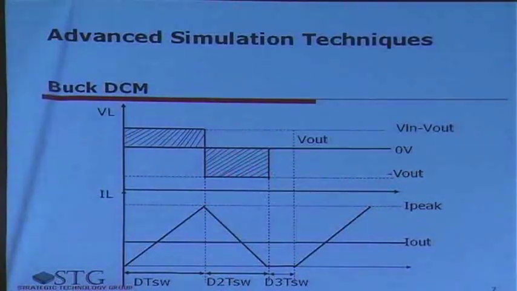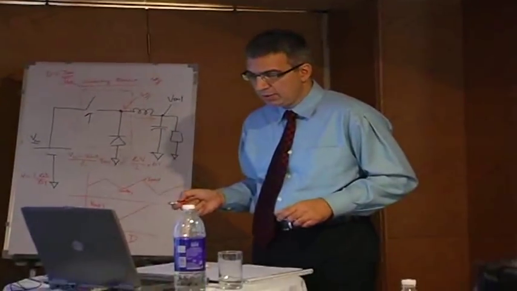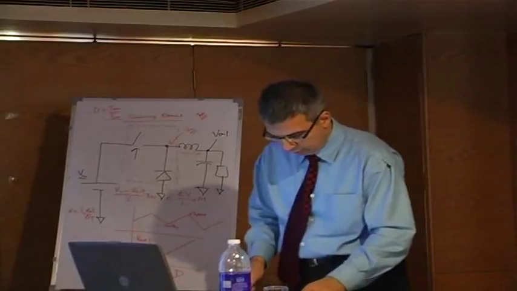That's how we derive this. It is the same equation: V in minus V out times D minus V out times D2 is equal to 0. Right? So let's see, and then what we do, we have also got an I peak term here. Let me just make sure I got it right.